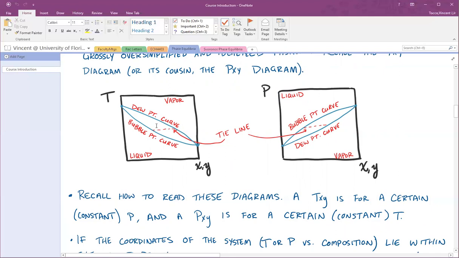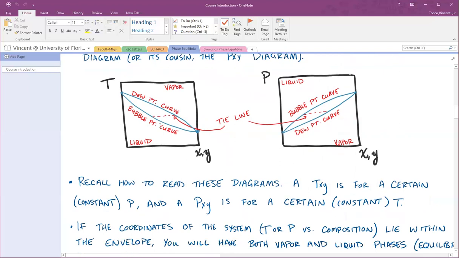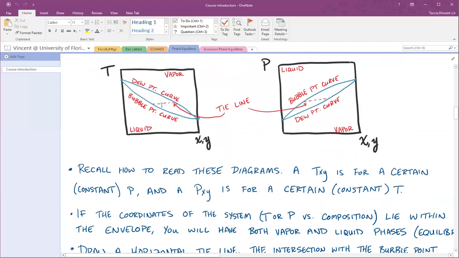And if your coordinates of temperature and composition lie within this two-phase region, you will have phase equilibrium. So both vapor and liquid phases are present. And in order to determine the composition of those two phases, you can draw a horizontal tie line straight across. Where the tie line intersects your dew point curve will be your vapor composition.